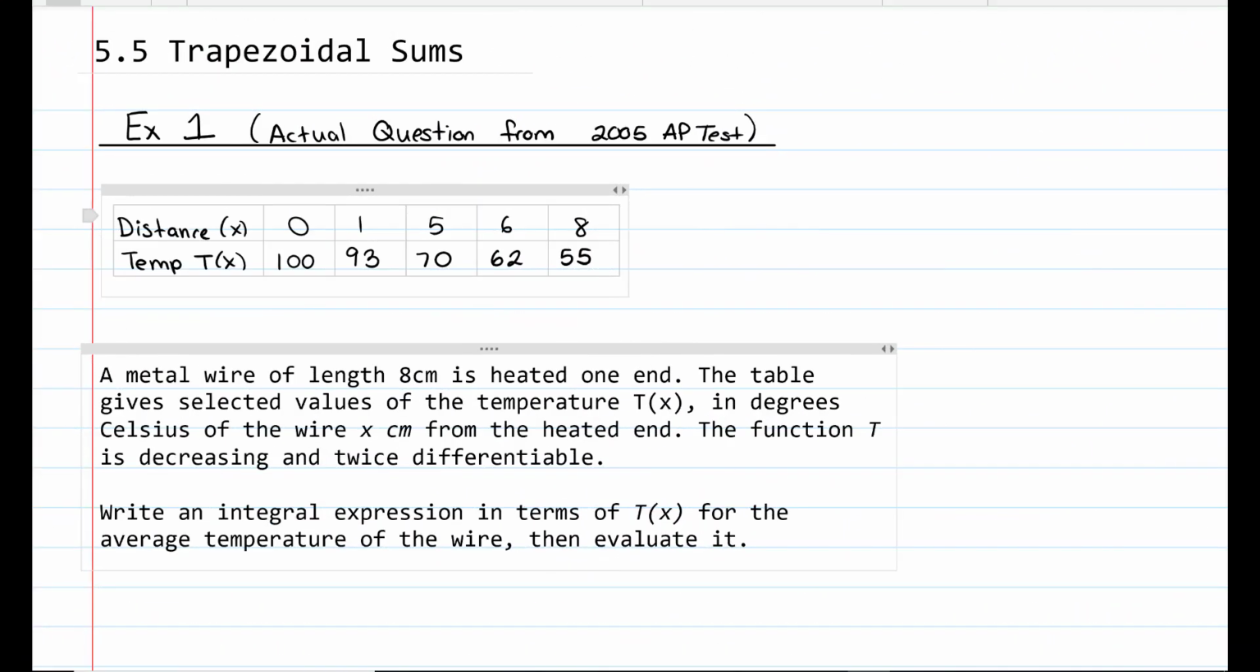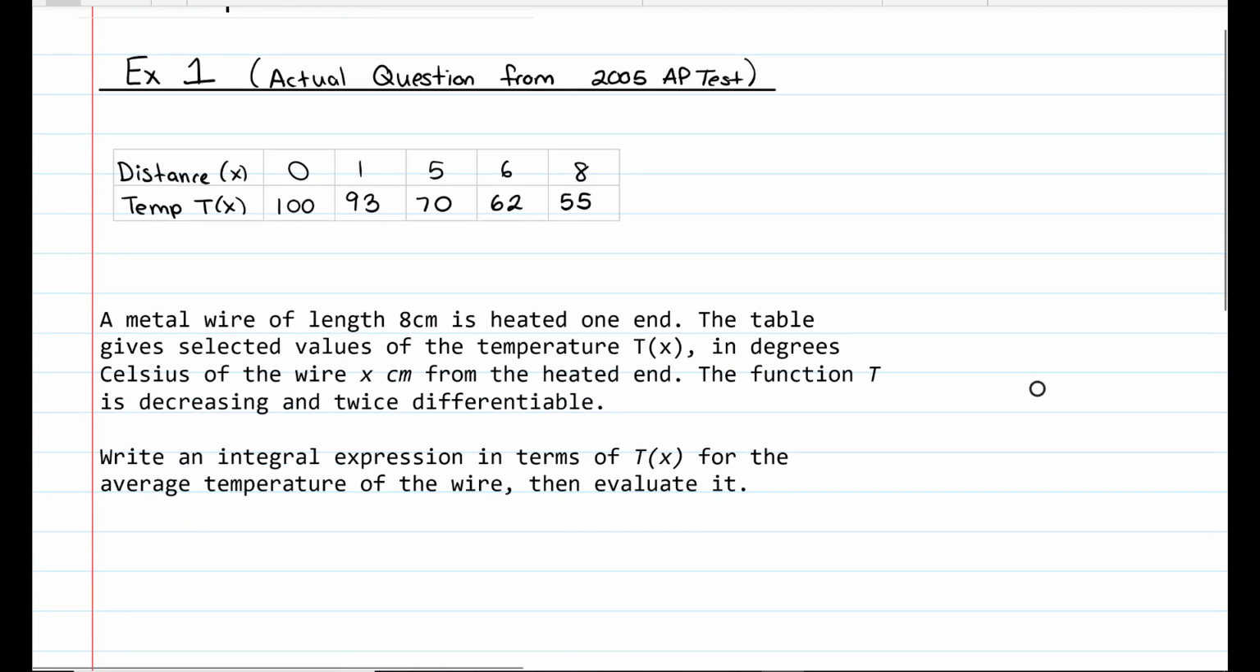Example 1. Today we're going to look at an actual question from an AP test from 2005. This was a free response question that was on the test. So the first thing they give you is a chart with distance in terms of x, so 0, 1, 5, 6, and 8, and the corresponding temperature for the distances.